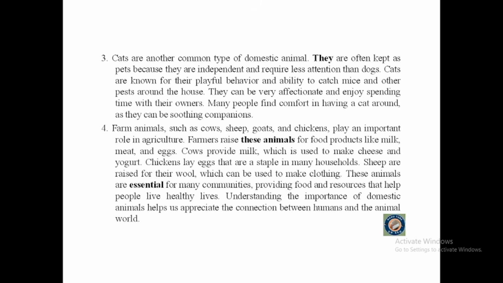Farm animals such as cows, sheep, goats, and chickens play an important role in agriculture. Farmers raise these animals for food products like milk, meat, and eggs. Cows provide milk, which is used to make cheese and yogurt. Chickens lay eggs that are a staple in many households. Sheep are raised for their wool, which can be used to make clothing. These animals are essential for many communities, providing food and resources that help people live healthy lives. Understanding the importance of domestic animals helps us appreciate the connection between humans and the animal world.